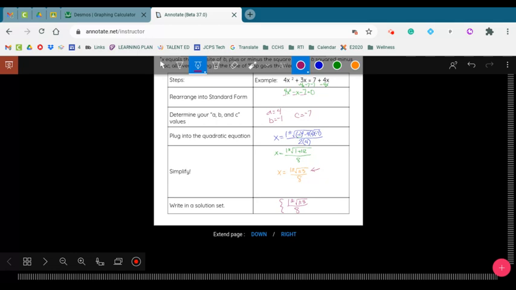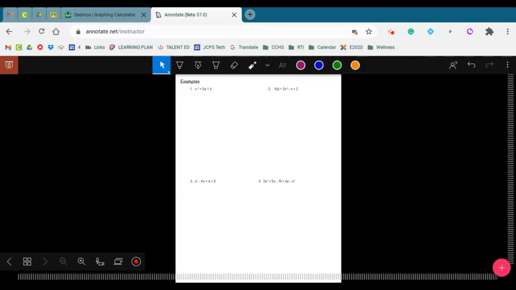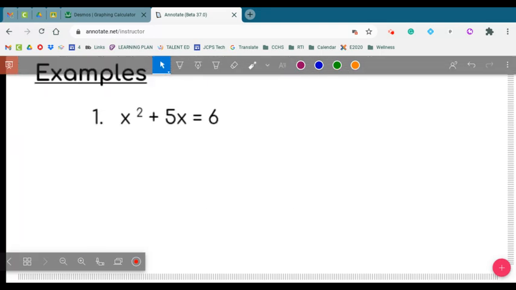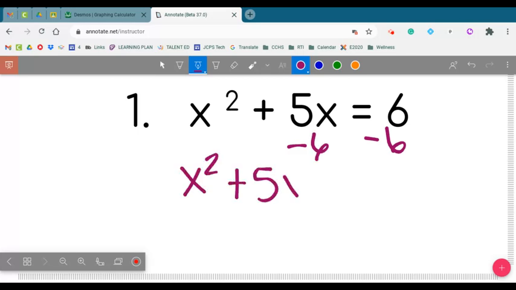Okay, let me know if you have any questions on that. Let's go on to the back page where I think we have 4 examples to do. So first up, we've got to get it into standard form. So subtract the 6 over. So we get x squared plus 5x minus 6 equals 0.